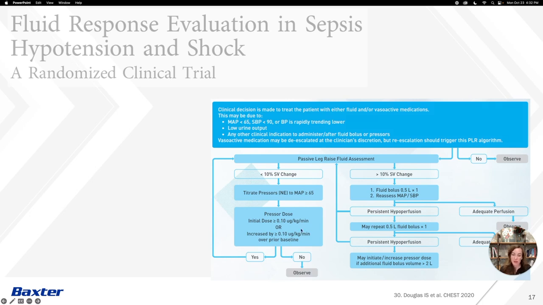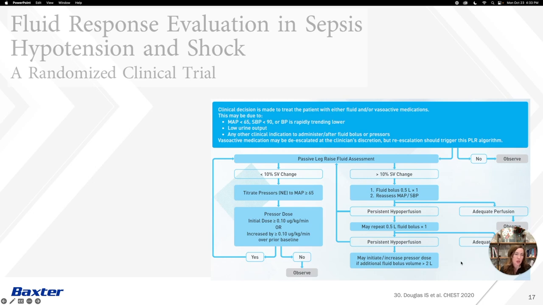And then vasopressors were started. If the patient was fluid responsive, then they would get 500 and then reassess. And of course, you can see this would continue down. If they continued to have persistent hypoperfusion, they would get another. They could repeat the fluid bolus. And again, you can see the way that this walked through. And they may initiate or increase the pressor dose if additional fluid bolus volume was greater than 2 liters.